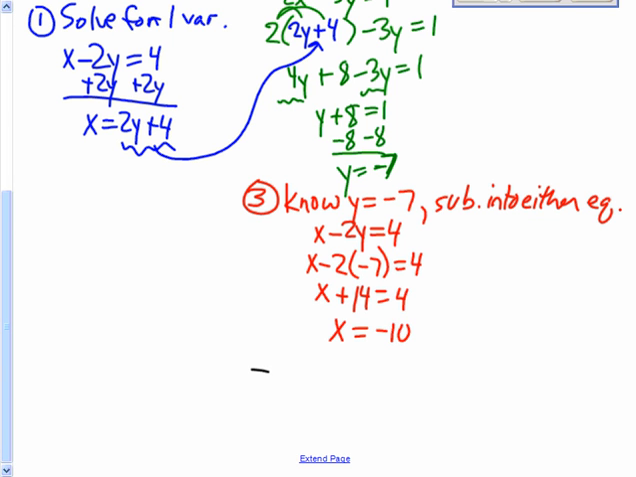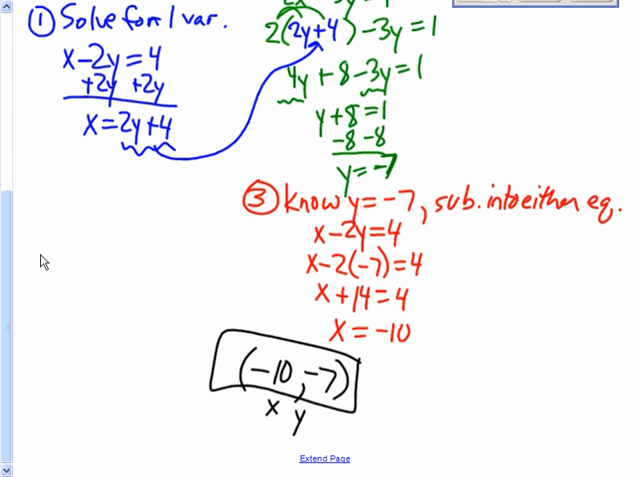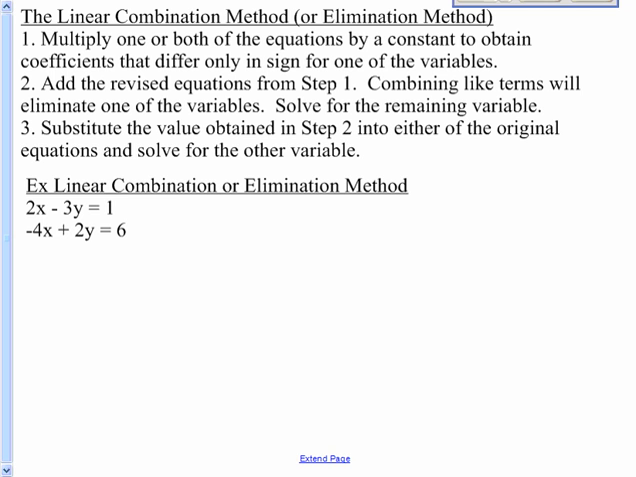There's our final solution. x equals negative 10. y equals negative 7. There's our x, y, our ordered pair. So in other words, these two lines, graphically speaking, we talked about a graphical solution last time, these two lines cross at that point, negative 10, negative 7. Okay, so that's substitution. You solve for one of the variables, plug it into the other equation, solve it for the variable, plug it into either of the originals, and you have it. Okay, so that's a review of your substitution.